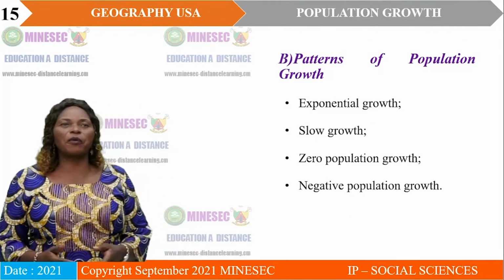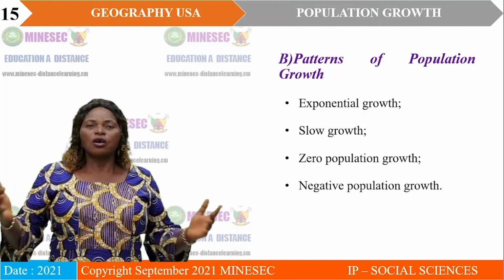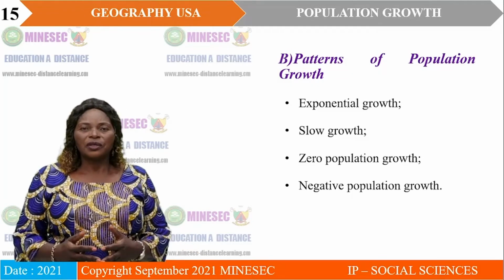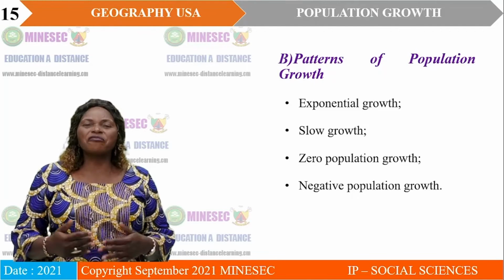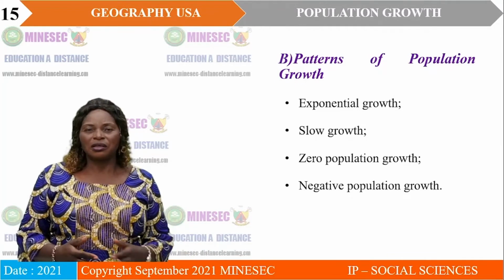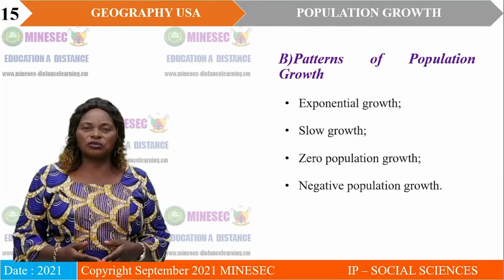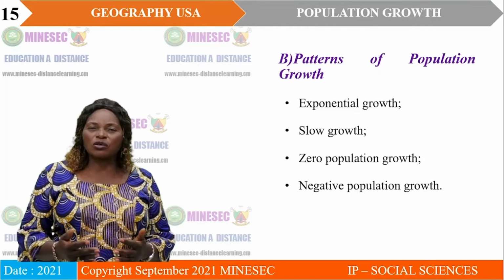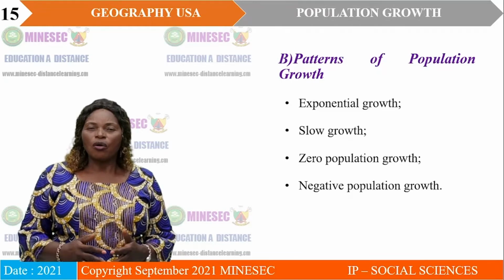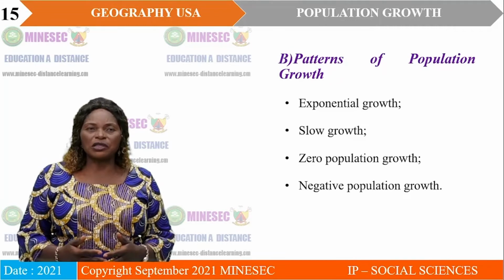We move on to the patterns of population growth. What are the various patterns? How does population grow? There are various patterns, and the first one is exponential growth. Exponential growth in population is just a very rapid growth in population. That is when population is growing very fast. And as we said, resources are not keeping pace. This is a characteristic of developing countries. Population is growing very fast as a result of high birth rates and declining death rates. So people are not able to have what they can live on to make life comfortable.